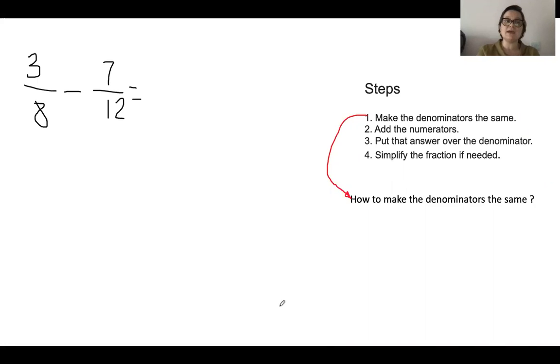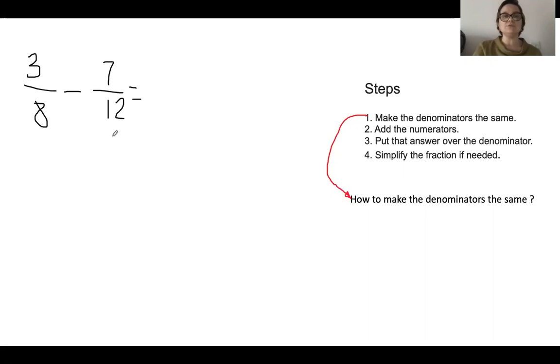So you have 3/8, take away 7/12. As you see, both denominators are different. How are we going to change the denominators to the same denominators? I mean, there are different ways to do this one. We always say, find the lowest common multiple for 8 and 12, and that is going to be the lowest common denominator at the same time. But how do we find the lowest common multiple?